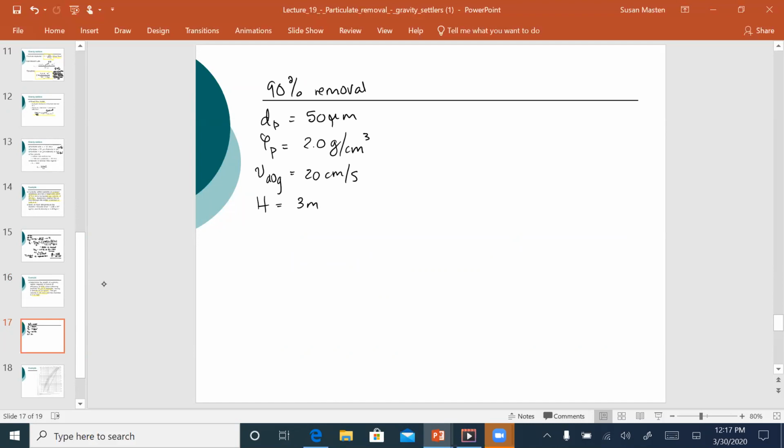Okay. We need to convert to meters, to kilograms per meter cubed, and again, meters per second.